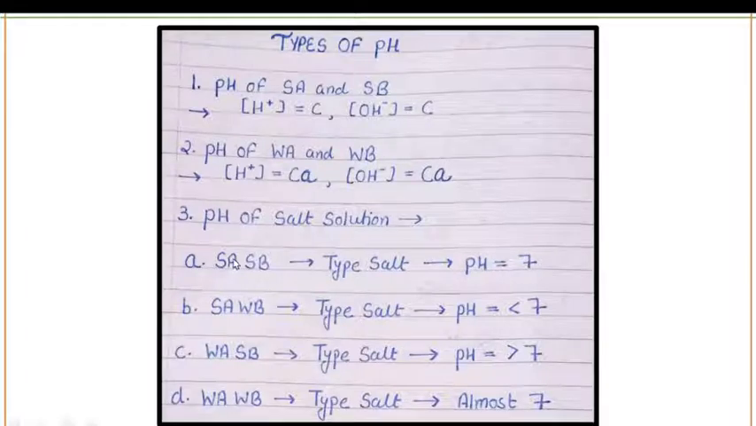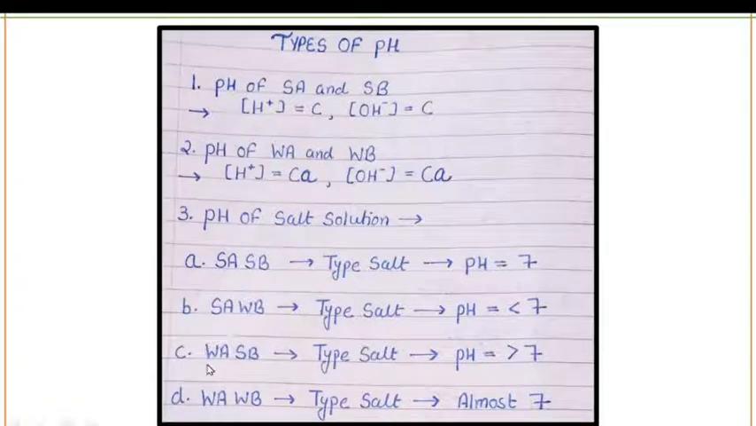First of all, we have a mixture of strong acid and strong base. The salt that can be made from strong acid and strong base has a pH equal to 7. The second mixture is strong acid and weak base. This type of mixture will have a pH less than 7. It means if we have a solution that has strong acid and weak base, then this solution will be acidic, highly acidic.